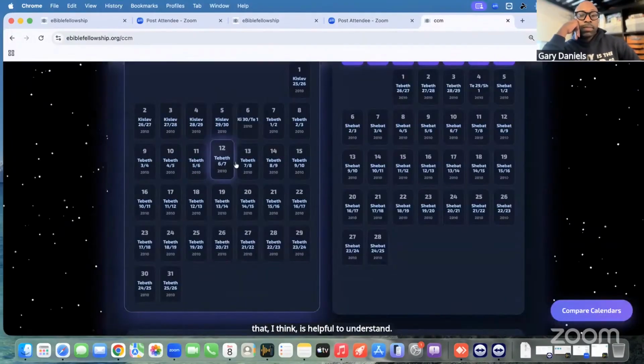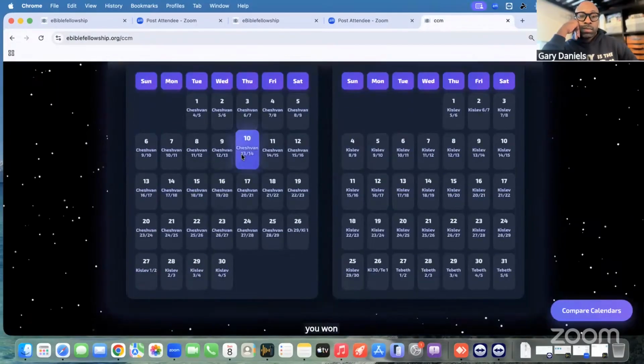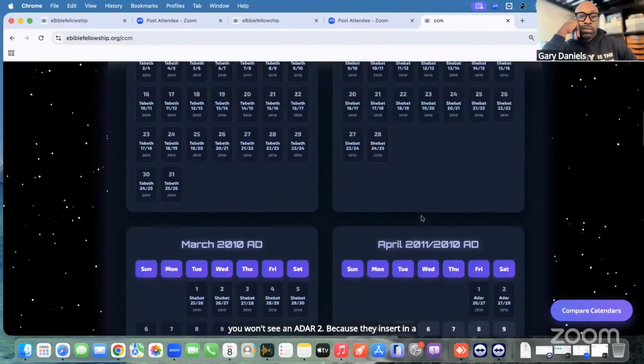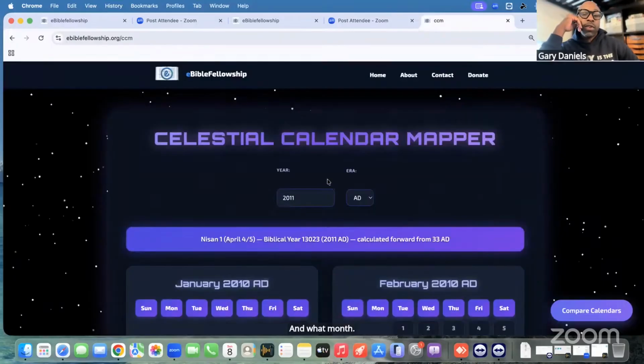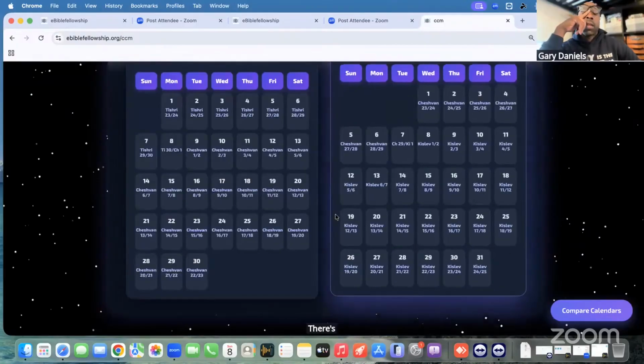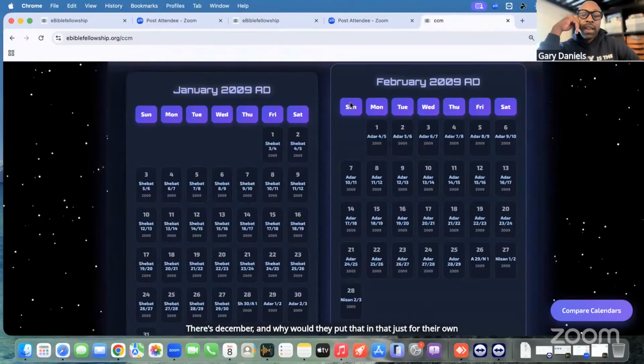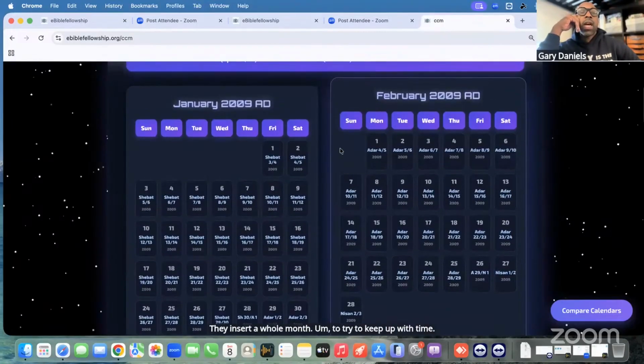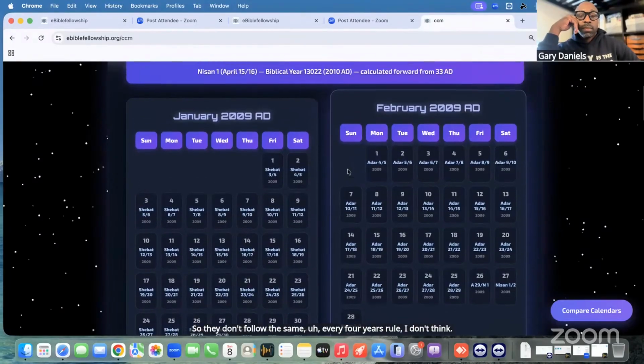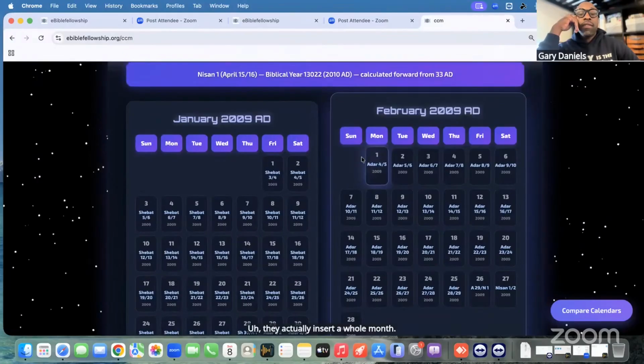So when we have these Jewish months, you won't see an Adar Two, because they insert an Adar Two. Adar is their like December. They insert a whole month to try to keep up with time. They don't follow the same every-4-years rule, I don't think. They insert a whole month when it comes to their own calendar. They have their own way of course correcting.